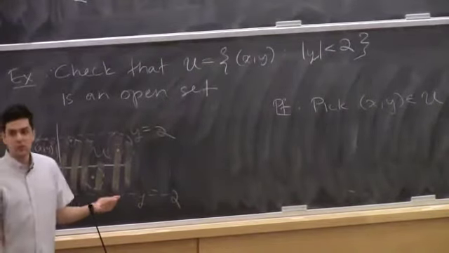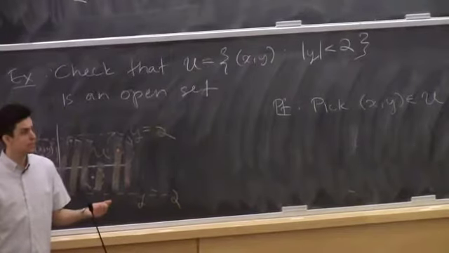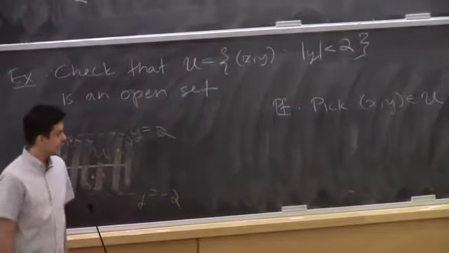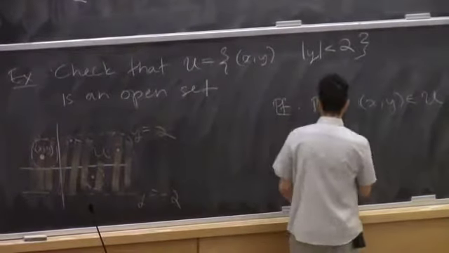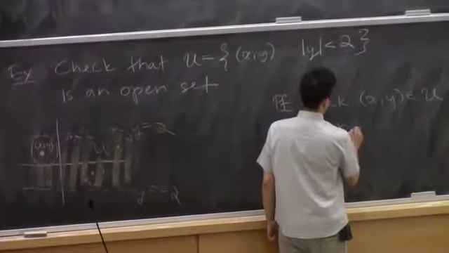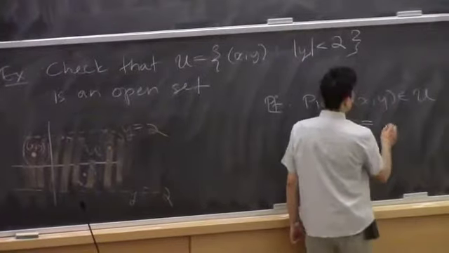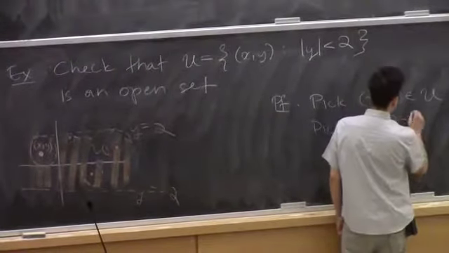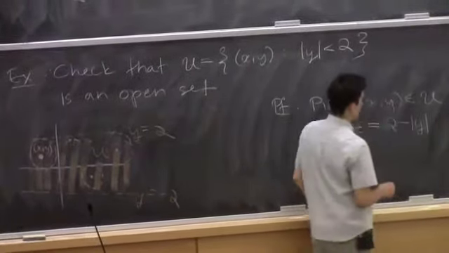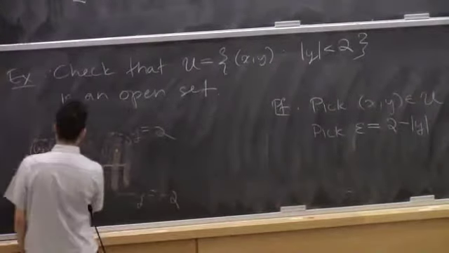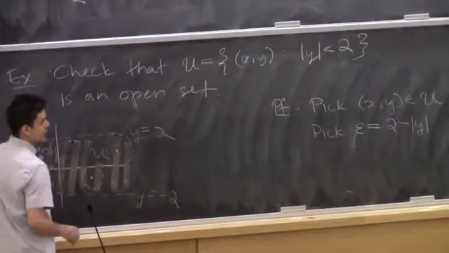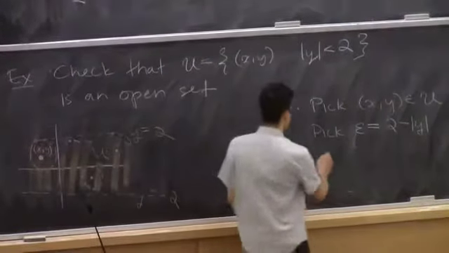So can we write down a formula that will give us something? Yeah. 2 minus y. Yeah, that's a pretty good idea. 2 minus y. So let's say pick epsilon to be 2 minus absolute value of y. I think that's what we want here, because as we get closer to the edge, the allowed radius goes down and down.